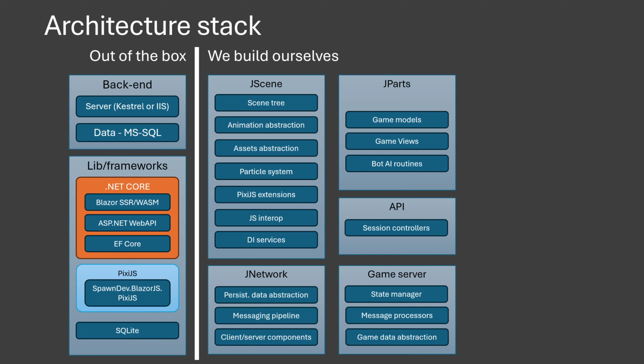That is the JParts component, which is again an abstraction library where we consume the services from the JSON, which is communicating with the Pixie.js. JParts actually defines the specific models for the game itself, as well as the view components that will be used to render those models on the screen, and all of those will be calling into the JSON to do the actual rendering.